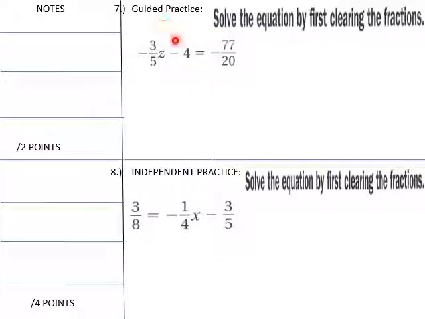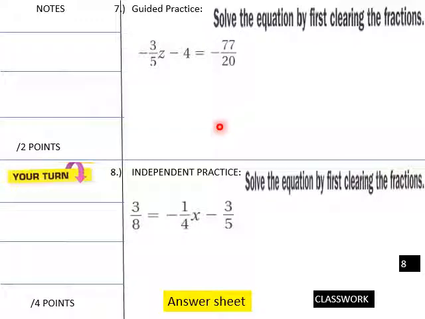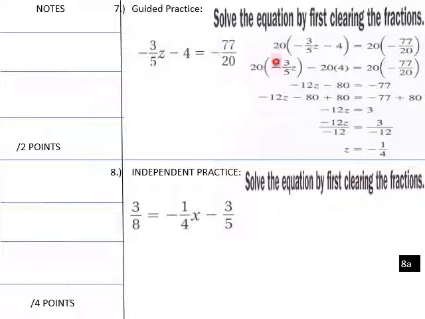Okay, our next guided practice here: solve the equation by first clearing the fractions. So we have 3 over 5, then we have 77 over 20 here in this one. So what would be our LCD on that one would be the question. First question you ask, what is our LCD in this situation here? So our LCD would be 20. So we need to multiply through on both sides by 20.